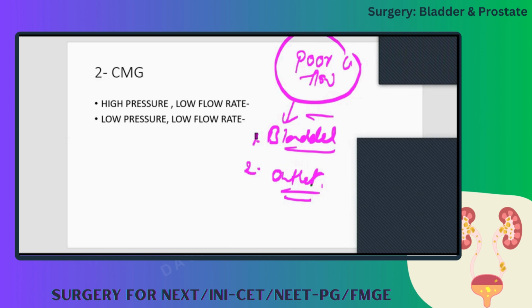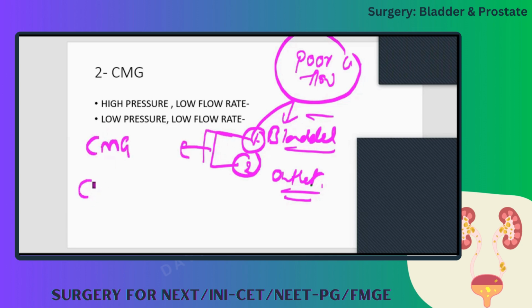Yes, sir. So how to differentiate between these two? What is the reason for this? Then only you can treat right. If there is outlet obstruction, you just remove the prostate. If there is a narrow meatus, you dilate the meatus. If you have a bladder functional abnormality, you give some medicines to improve the bladder function. So first you have to know how to differentiate between these two. That is by doing, anybody? What is CMG?